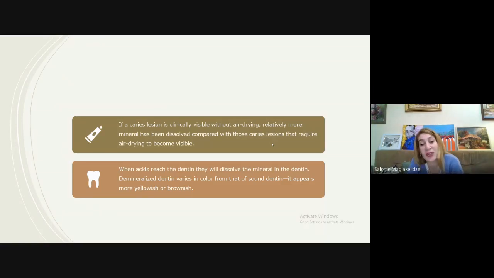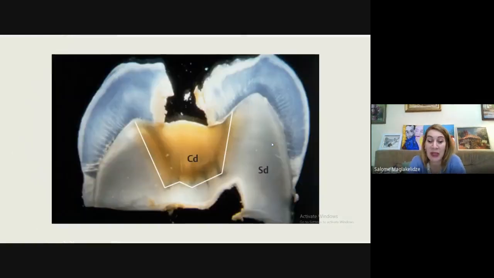When acids reach the dentin, the dissolution of the dentin mineral starts, and demineralized dentin varies in color from that of sound dentin, and it appears more yellowish and brown. For clinicians, sometimes dentin is more difficult to understand. Is it the sound one? Is it secondary dentin, tertiary dentin, or is it dental sclerosis? So here is a schematic picture of the situation.